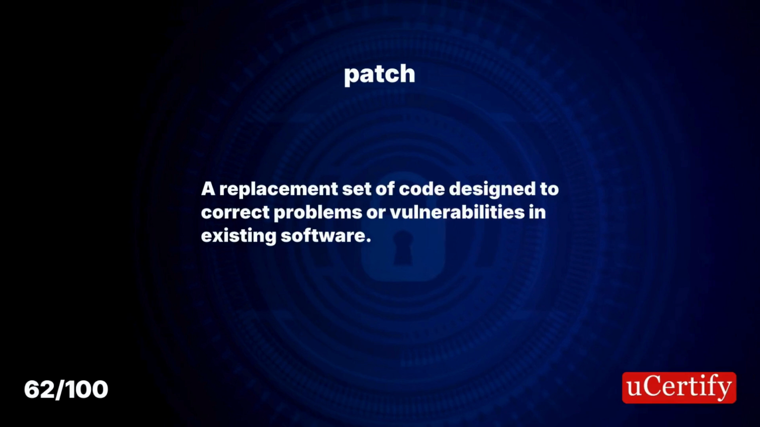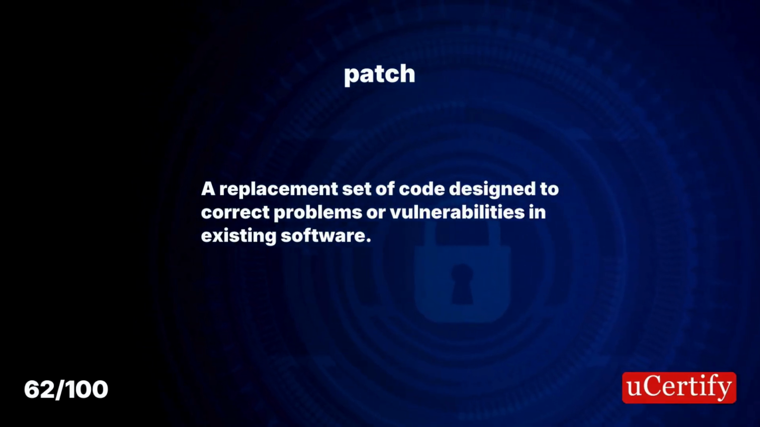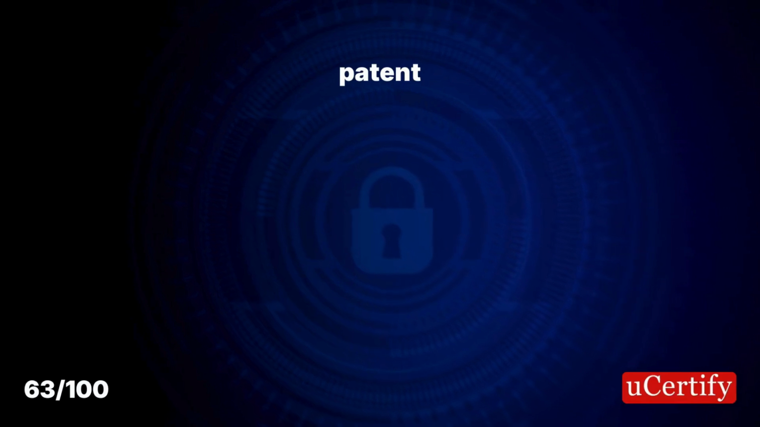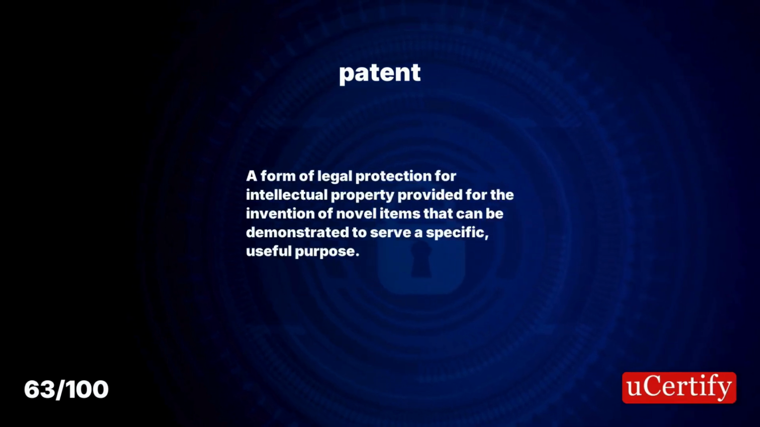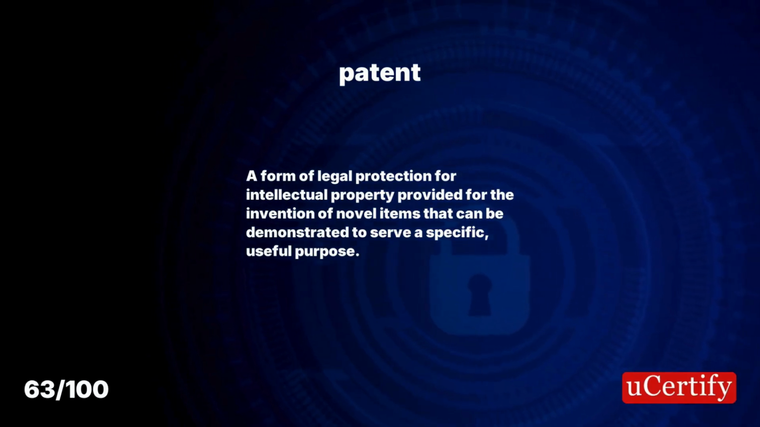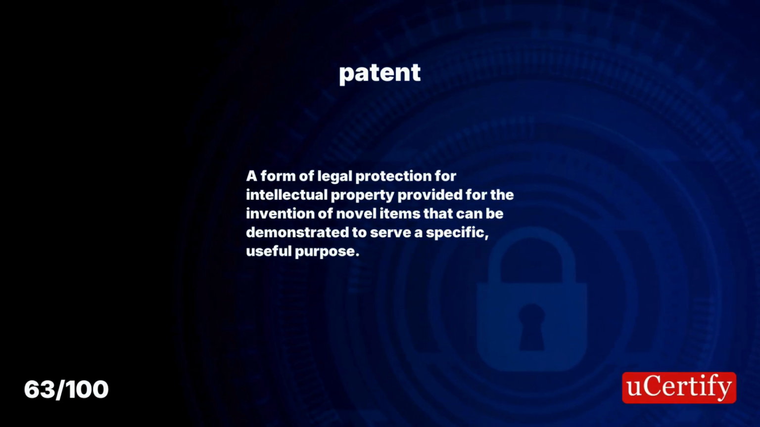Term: patch. Definition: a replacement set of code designed to correct problems or vulnerabilities in existing software. Term: patent. Definition: a form of legal protection for intellectual property provided for the invention of novel items that can be demonstrated to serve a specific, useful purpose.